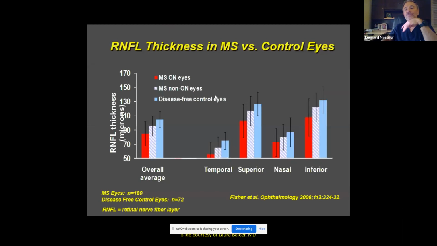So this is a landmark paper. This is one of Dr. Laura Balcer's slides back when she was at the University of Pennsylvania. And this is a study that they did in 2008 showing exactly what I just said. And that is that individuals with multiple sclerosis, in the absence of optic neuritis, can show thinning of the retinal nerve fiber layer in the absence of optic neuritis.